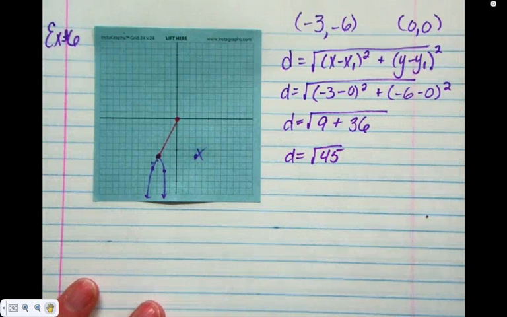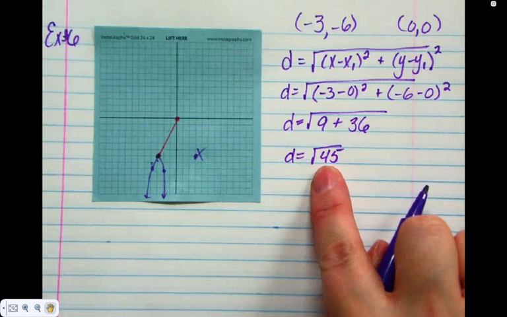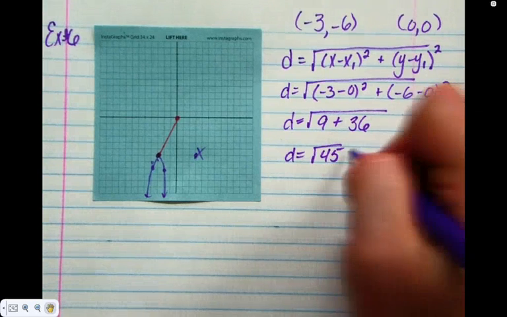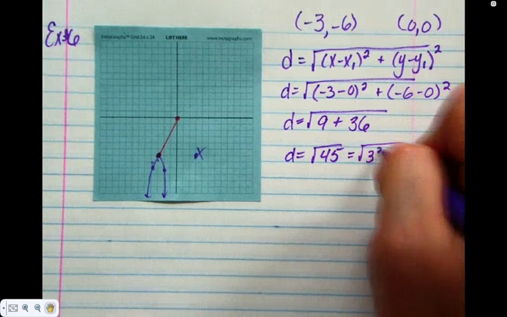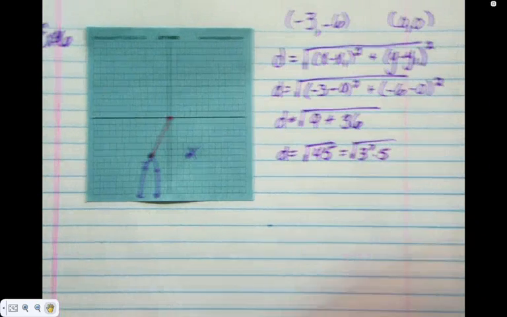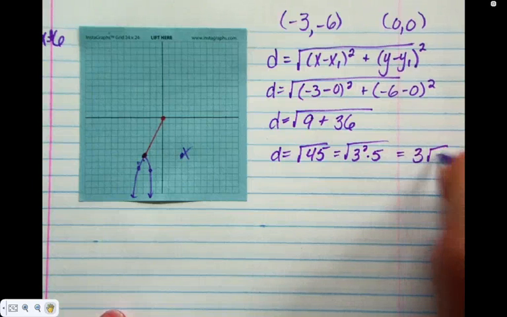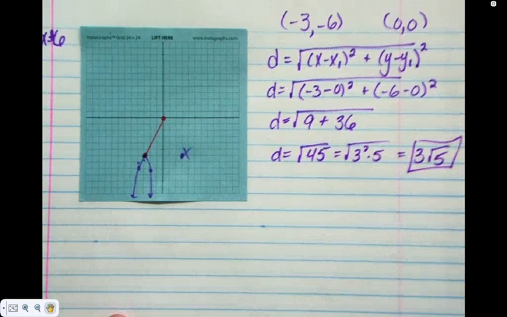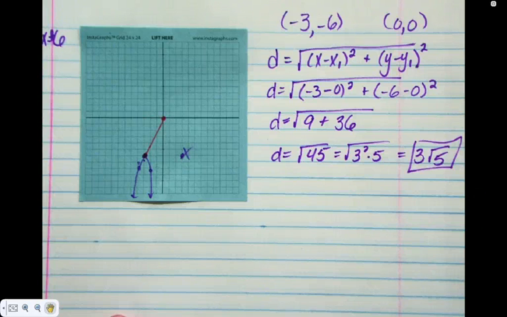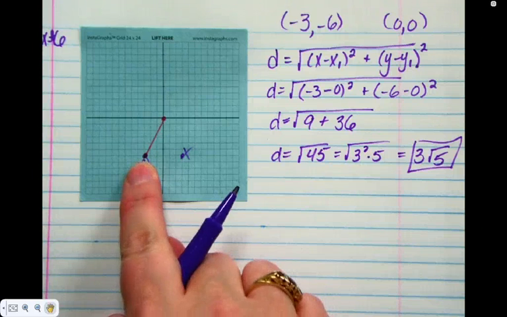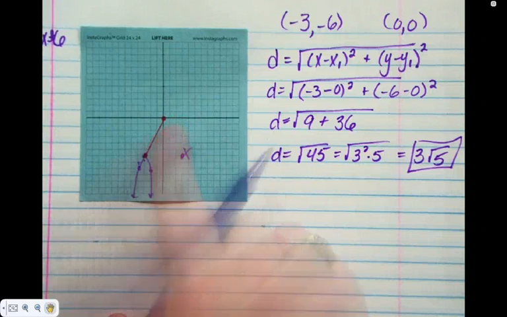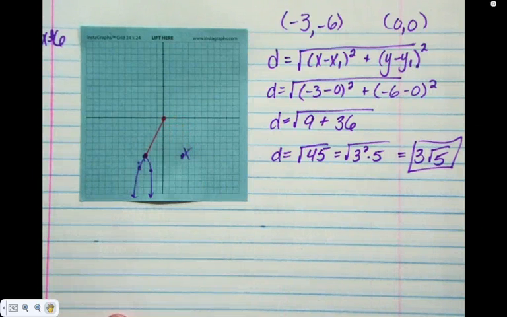But wait, unit 2. How do we simplify radicals? 3 squared times 5. Pull 3 out. 3 root 5. At least it wasn't going to get harder. That's the distance from the vertex to the origin. Questions?